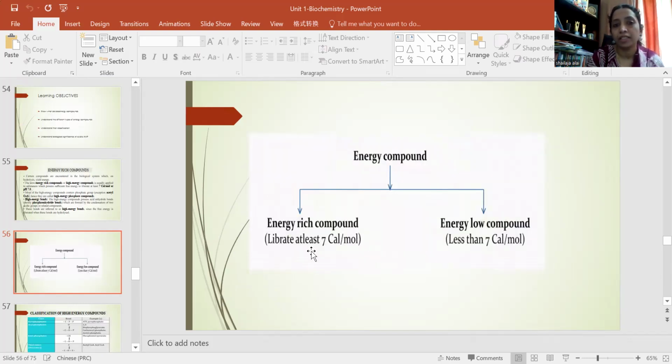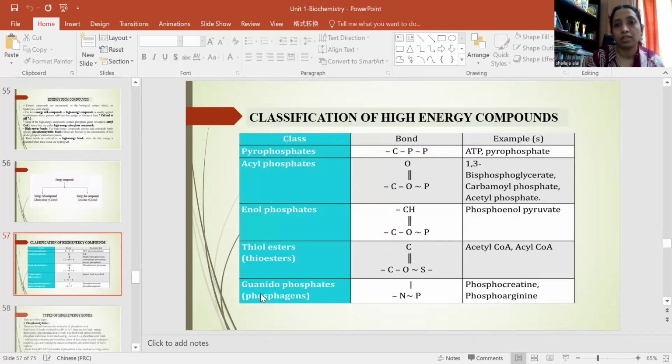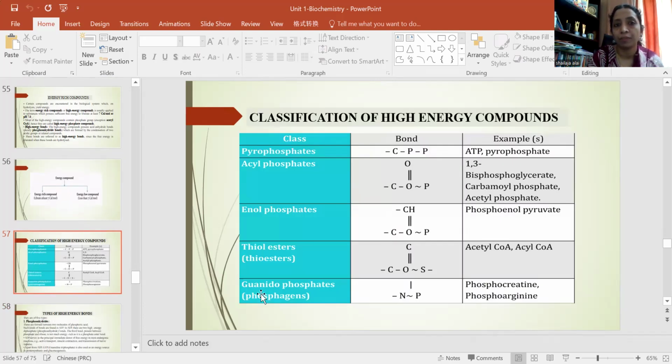Obviously, energy-rich compounds and energy-low compounds. Energy-rich compounds liberate at least 7 calorie per mole energy at pH 7, and energy-low compounds release energy less than 7 calorie per mole. So this is the classification of high energy compounds. The first class is pyrophosphates, acyl phosphates, enol phosphates, thioesters, and guanidophosphates. Pyrophosphates, as you can see here, have a bond C, single bond P, and more P, so it has a pyrophosphate group.